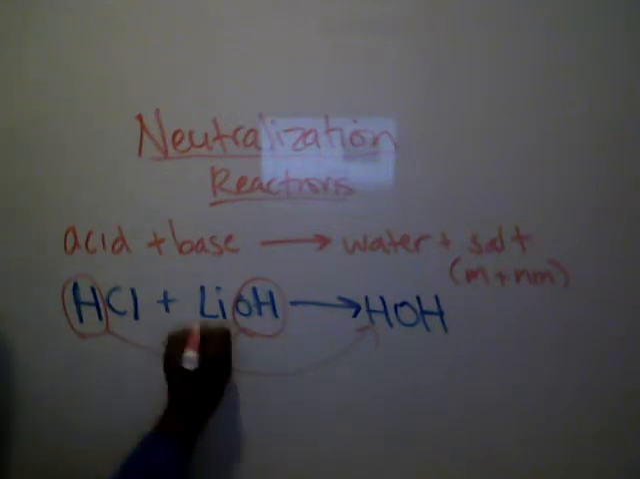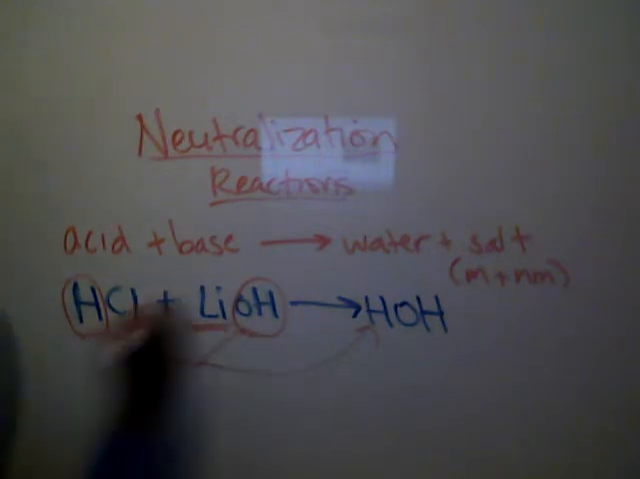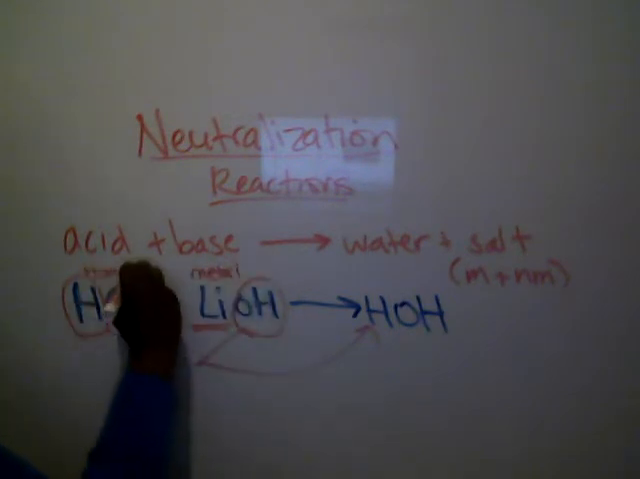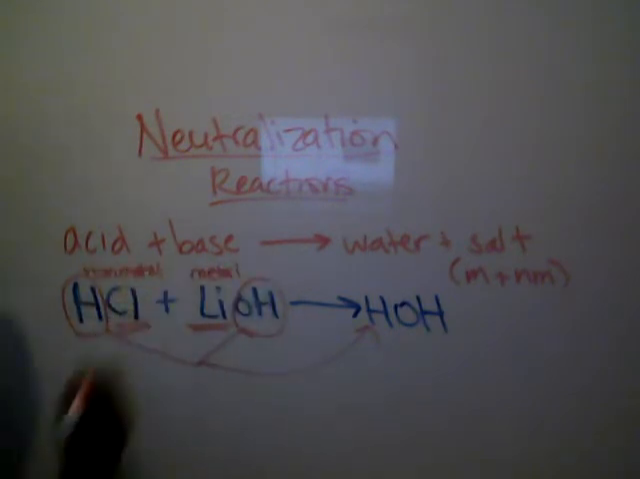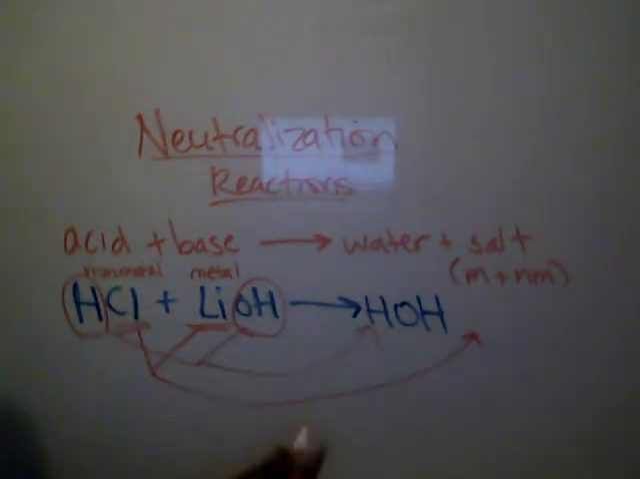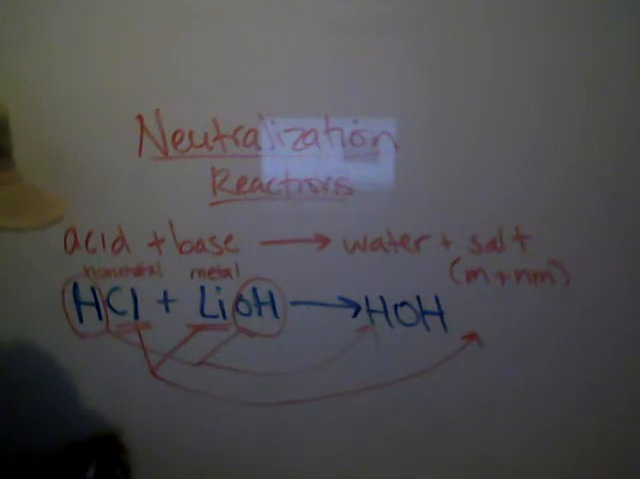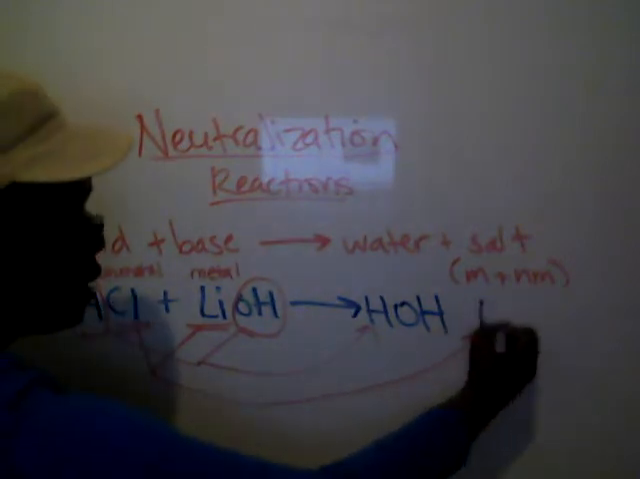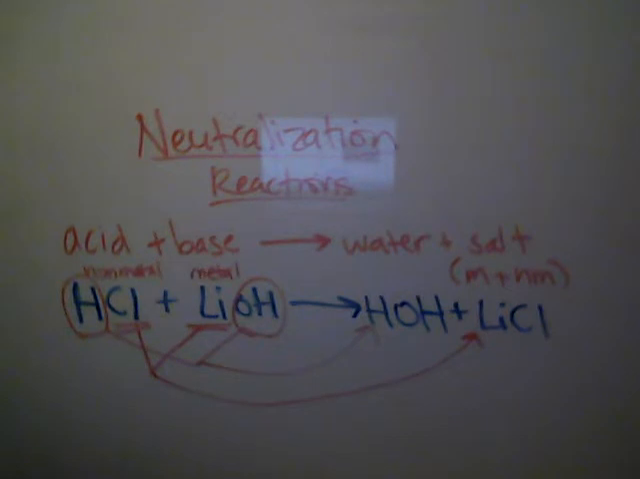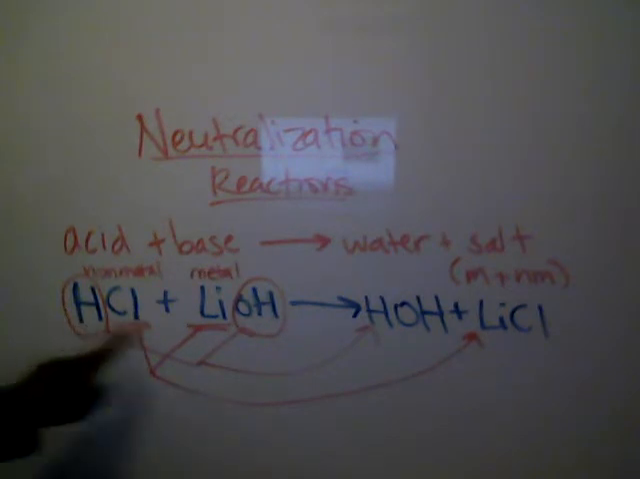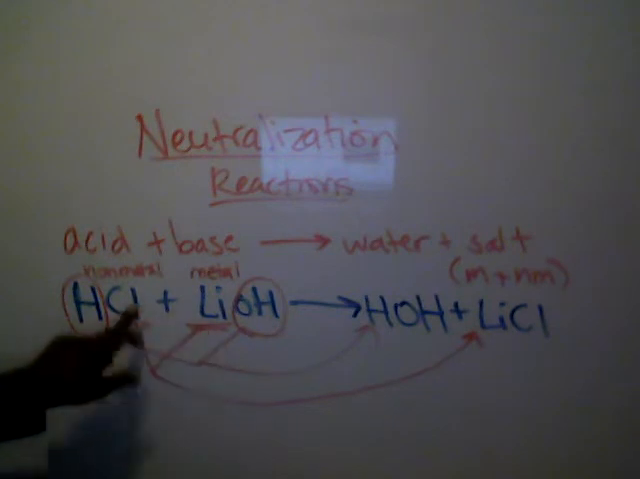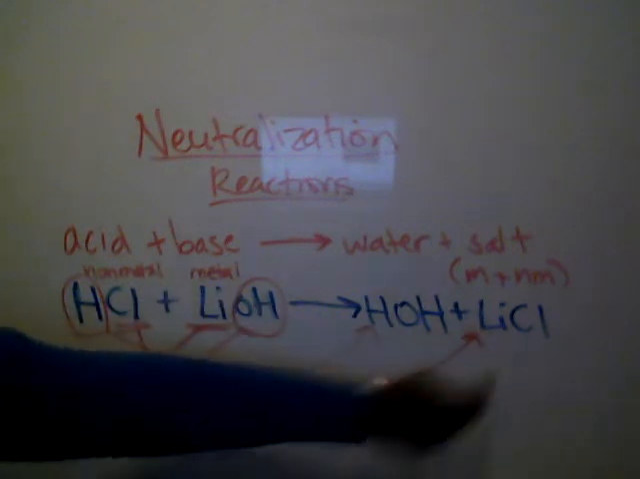Okay. Now the other parts that are left over, the metal from the base and the non-metal from the acid, those come together to give us the salt. And we said a salt is just a metal and a non-metal. So our salt would be LiCl. Okay. That's our neutralization reaction. So the hydrogen from the acid and hydroxide from the base make your water. The metal from your base and the non-metal from your acid make your salt.